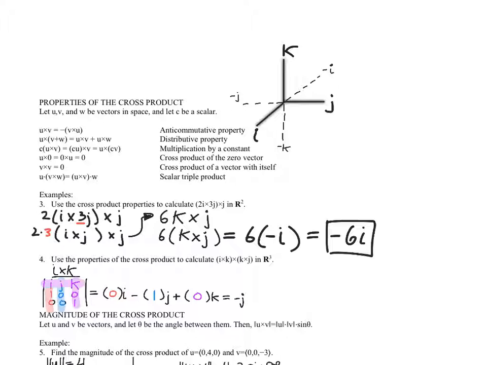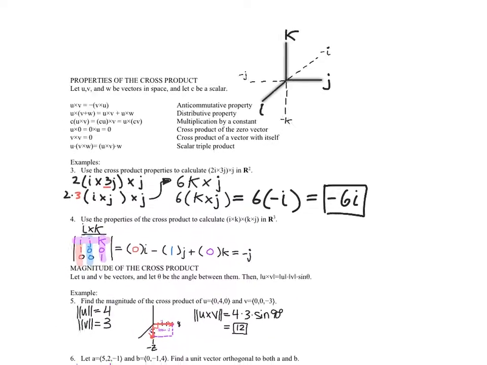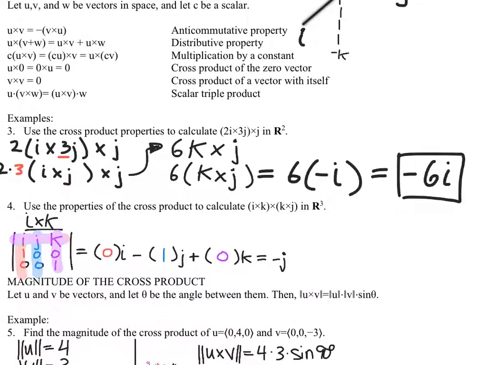Now that one I'm not going to do out because we kind of sort of addressed that one already. So whether it's from the right-hand rule or from the fact that we figured out K cross J in the last question, we could say K cross J is equal to negative I. And so I'm looking for negative J crossed with negative I.